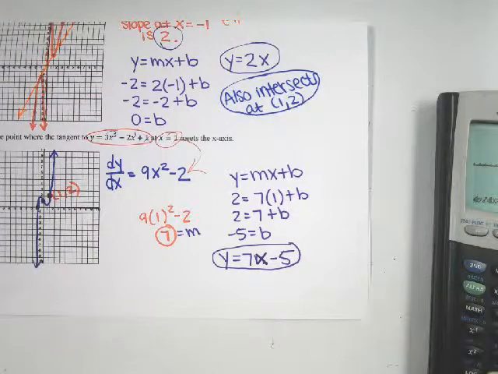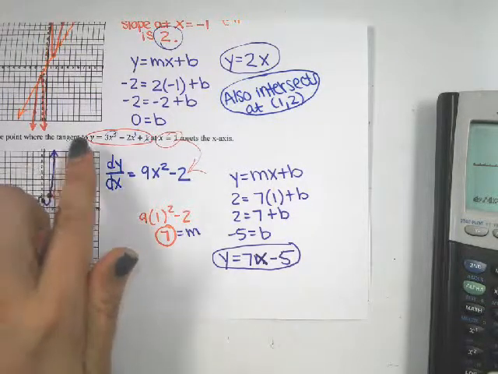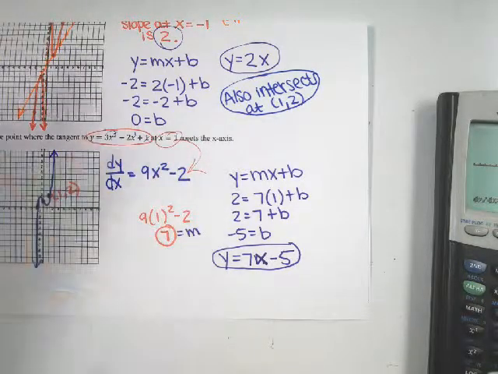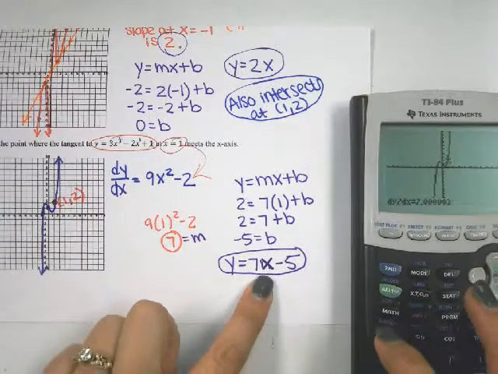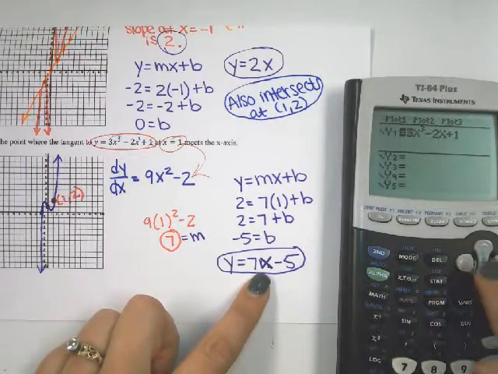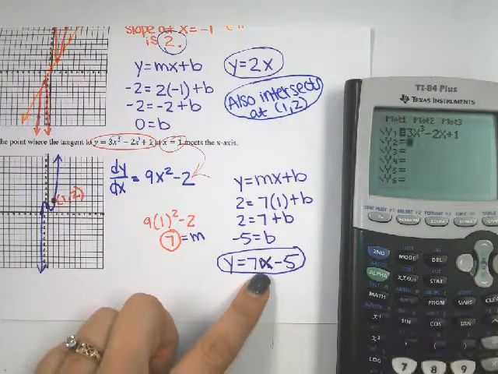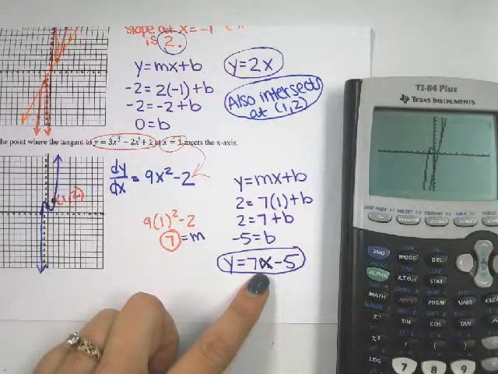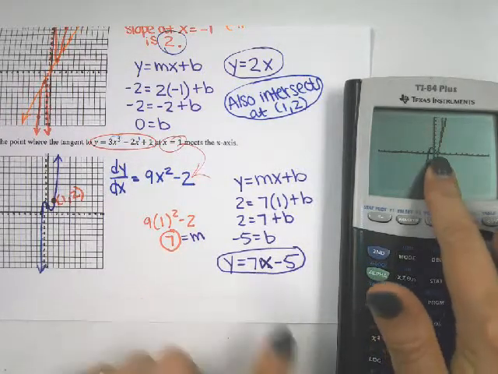The question asks us to take that tangent line and find where it intersects the x-axis. Find the point where the tangent to this curve at that point meets the x-axis. I want to figure out where this line crosses the x-axis. We have a calculator that can help us. So I'm going to graph 7x minus 5. There it is. I want to find the point where it meets the x-axis.